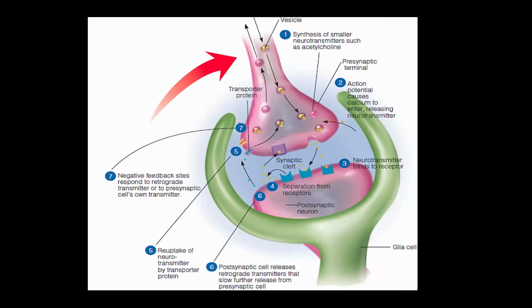One of the things to notice too, we've got a glial cell here. Glial cells are actually quite active. They can take up neurotransmitter, they can release neurotransmitter. There's a lot they can do. And we'll talk about specifically what they do down the road a little bit.